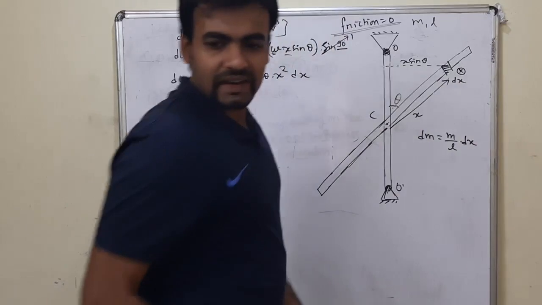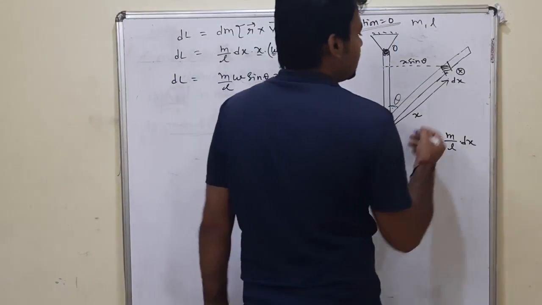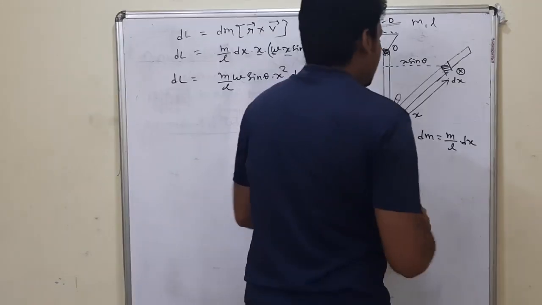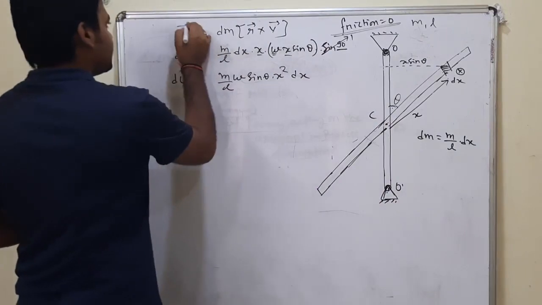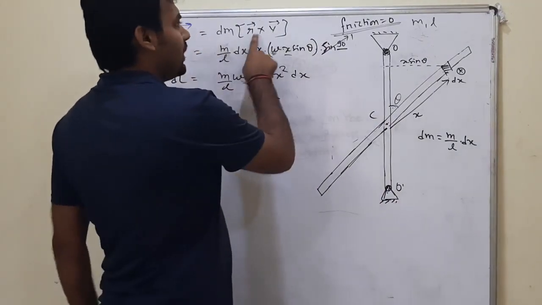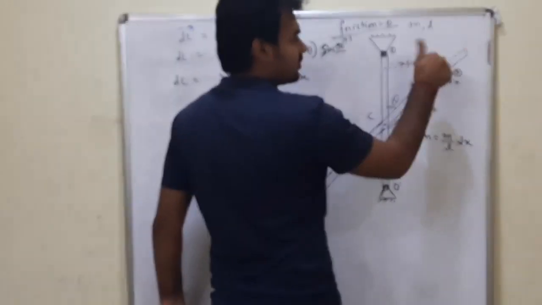By the way, what is the direction of this angular momentum of this element? Then you can use the right hand thumb rule. The direction of dl vector will be in the direction of r cross v. So this is the r vector, r cross v. Use the right hand thumb rule.